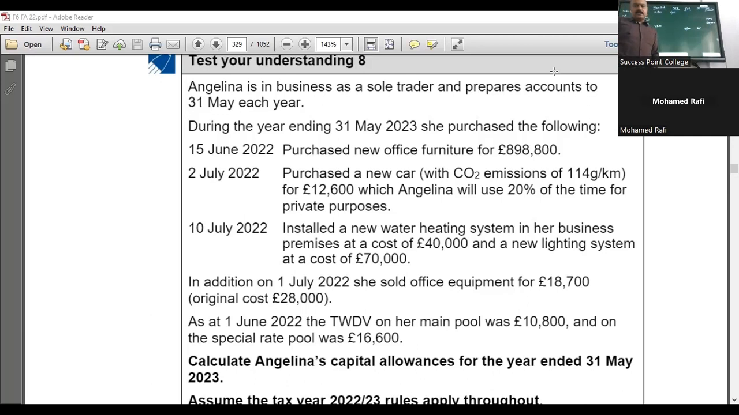Next, did we sell anything? Sold office equipment for 18,700. The cost was 28,000. So we'll take the lower one. So less disposal 18,700. So this is the value of all the columns. We have special rate pool 16,600. We have private use 12,600, and we have main pool value 10,800 plus 8,800 minus 18,700.